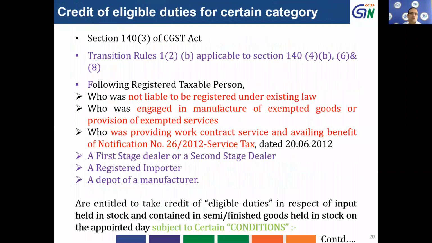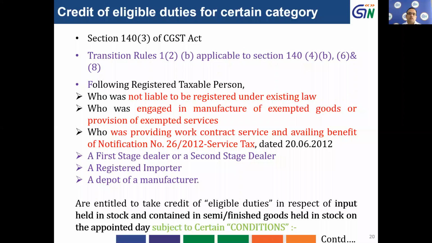So we have talked about two sections of Section 140. Now we are coming to Section 143 of the CGST Act. The transition rule which is applicable is, apart from Rule 1(1), which is universally applicable to Section 140, transition rule 1(2)(b). And if you notice, rule 1(2)(b) is applicable to other sections also, like Sections 144(b), 146 and 148. So whenever we talk about transition rule 1(2)(b), it is applicable to Sections 143, 144(b), 146 and 148.